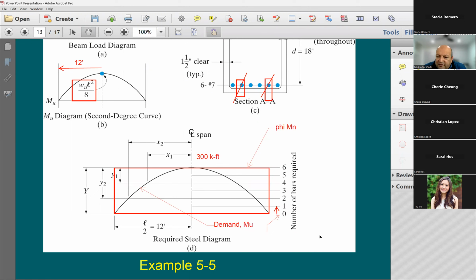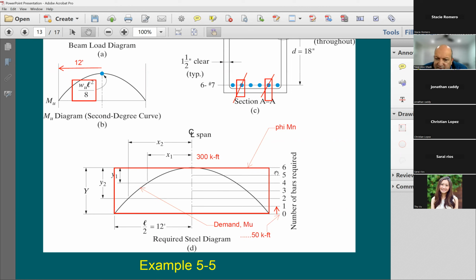300 kfoot supported by 6 rebars. How much is each rebar resisting or providing as a strength? 50. 50 kfoot. So each one of these rebars is simply resisting 50 kfoot. 50, 50, all the way to this number here.